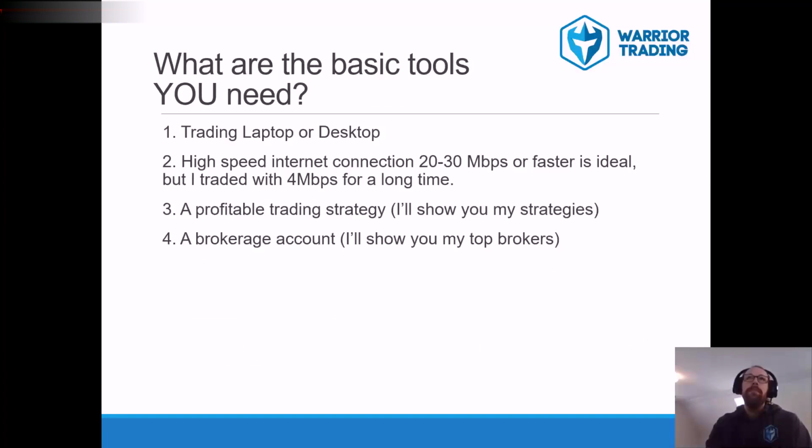So what are the tools that you need? The basic tools for a day trader: number 1, a trading laptop or a desktop. Number 2, high-speed internet connection. 20 or 30 megabits per second or faster is ideal, but I traded on DSL for a long time. So if you have just dial-up or even HughesNet, you can probably get away with it for a while, but you'll at some point probably want to upgrade to cable if you can. Number 3, most important, a profitable trading strategy. And number 4, a broker account. But you know what? You don't even need a broker account until you have that profitable strategy. Until you've got your strategy down, the broker account isn't going to help you, right?